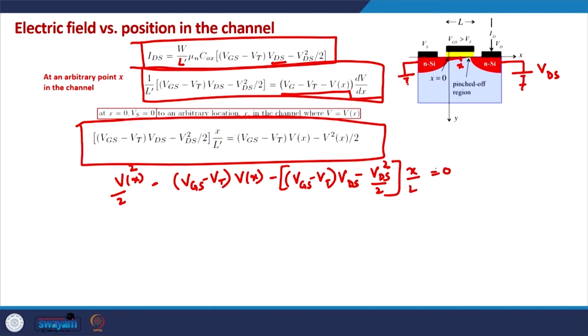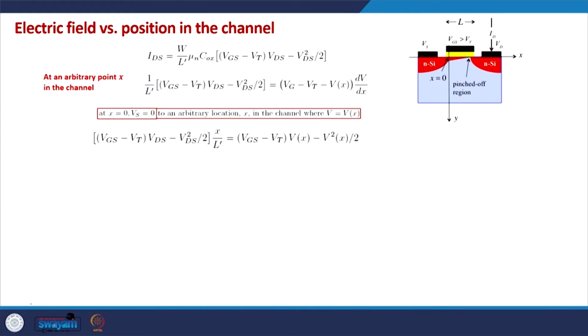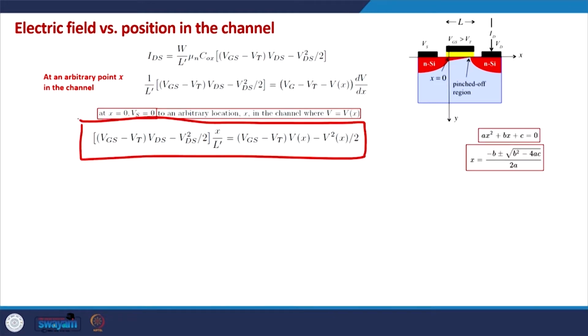Now, if we can calculate Vx, which means the potential at any arbitrary point in the channel, we can also calculate the electric field by the basic relationship, which is minus del V by del x. This is the way we generally solve it, and I gave you this as a small homework, to calculate Vx at any arbitrary point x in the channel.